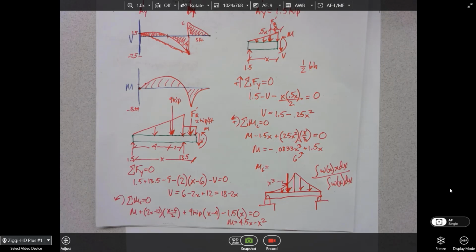Distributed load. Can you imagine what it would be like if I gave you one on the final that looked like this? I can imagine. Average. Right? This would be some, you know, like x cubed function, right? That would not be pleasant.